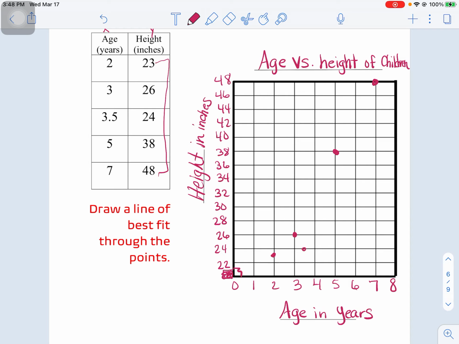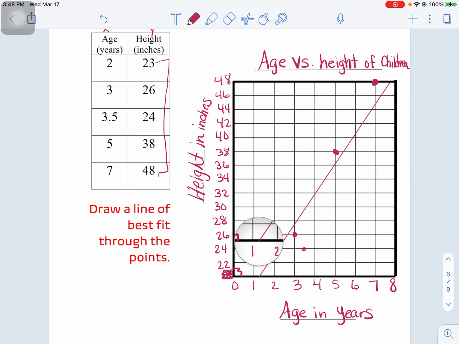So if we now draw a line of best fit, we can think about drawing a line that goes right through as many points as we can. Now we only have 5 points here. So remember they all have to go on there, but we want to split them kind of evenly. So if we think about starting maybe right down the middle, we can always adjust this and think about where we have them.